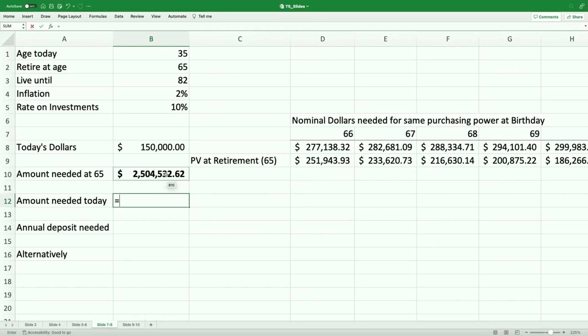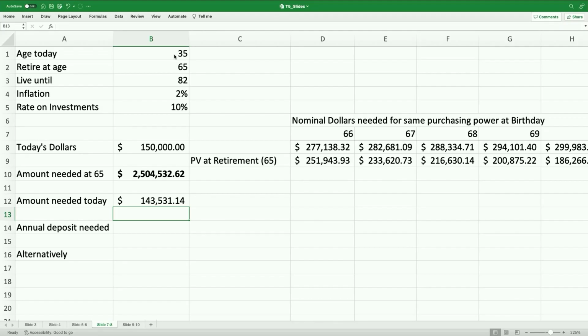So I would say 2.5 million divided by 1 plus the discount rate. How many periods am I discounting back? Hopefully it makes sense. It's the difference between time 65 and time 35, right, which is 30. But formulaically, I'm showing you it here. You get $143,000. So if I put $143,000 in the account today, it would grow to be exactly that 2.5 million I need at year 65.